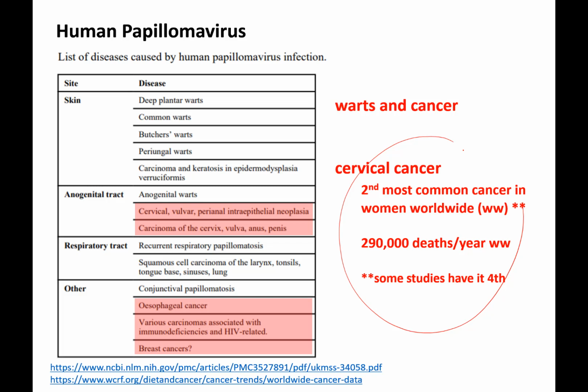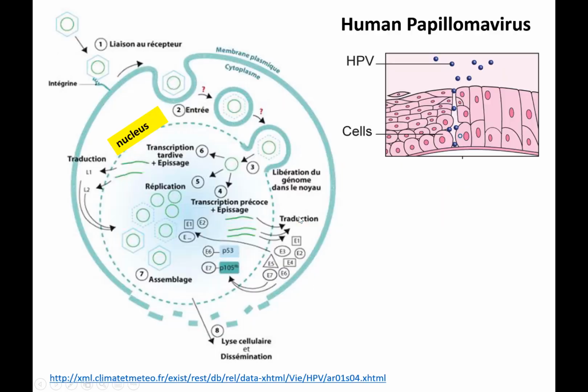You can see that HPV also does cause warts. And then there are what we call high-risk lines or types of HPV that can cause different types of cancer. So you can see lots of different types of cancer here. Again, we'll get into some more details in a minute.